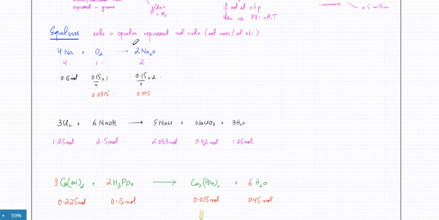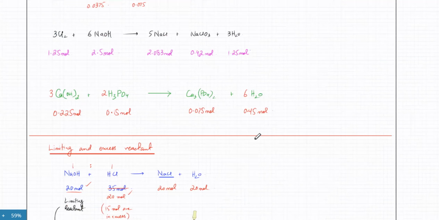It's the ratio of quantity. It's the ratio of number of particles. It's not the ratio of mass, not the ratio of volume. So, okay, 4 sodiums react with 1 oxygen. So that's the ratio. So we're counting everything in moles. So if you know the moles of any one of the substances, you can figure out the moles of all the other substances in the equation. And this is pretty much all you have to do in a moles question.